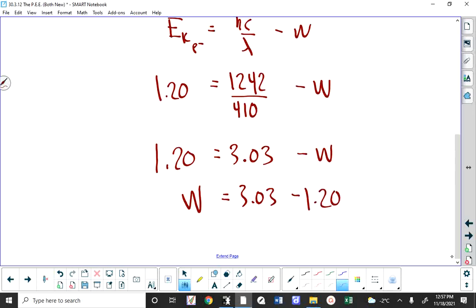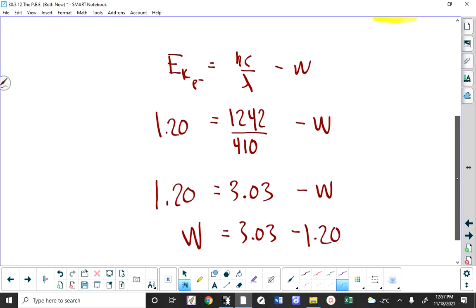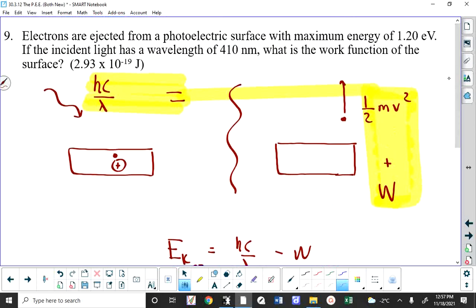And let me explain to you why this makes sense. The photon had 3 electron volts of energy. The electron took all of that photon's energy, but it was only allowed to keep 1.2. So the question becomes, well, where's the other 1.8? It was spent getting out of the metal, which is the work function. And if you decide to rewrite that in joules, you can multiply it by the conversion factor of 1.6 times 10 to the negative 19 joules per electron volt.